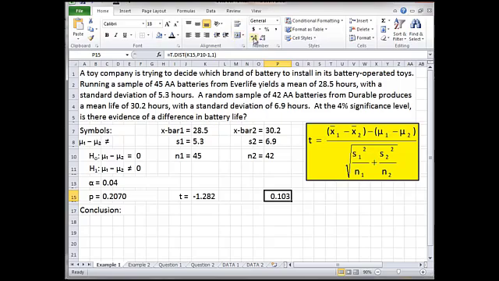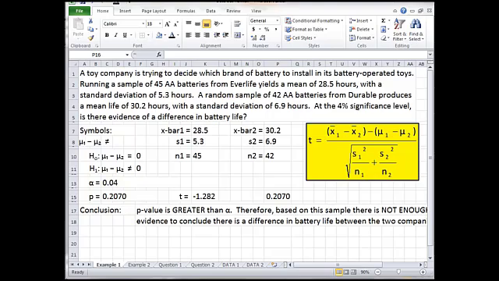Now remember, what it's done here, it's given me the error only on one side. So because this is a two-tailed test, I would need to multiply that probability by 2, and we get the exact same answer that we did from our two-tailed t-distribution. So whichever way you do it, you should come to the same conclusion. And that conclusion is that based on the fact that we have a p-value greater than alpha, we do not have enough evidence to conclude that there is a difference in battery life between the two companies.